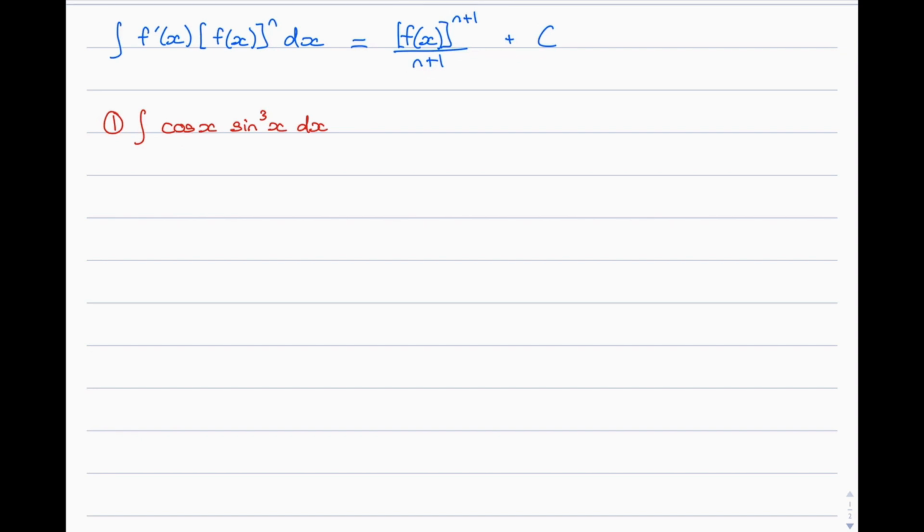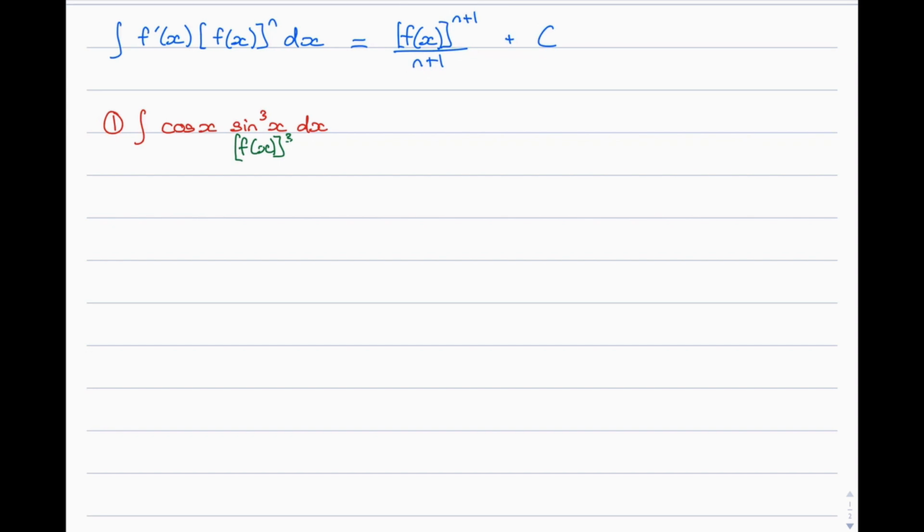Now, let's have a look at an example. In this example, we're integrating cos x times sine cubed of x. The first thing that pops out to me is that we have some function being raised to a power. So if you look at it, sine is just like our f of x, and it's being raised to some power. In this case, this power is 3.